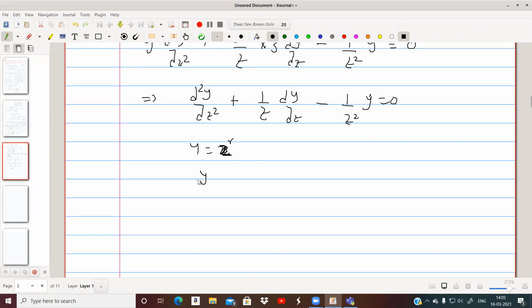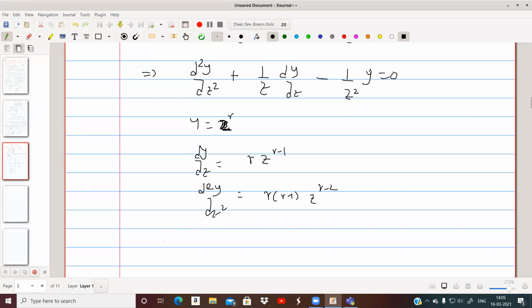So what is dy by dz? R z to the power r minus 1. And d2y by dz square, taking r into r minus 1, z to the power r minus 2. Just substitute that value here. So you get r, r minus 1, z to the power r minus 2 plus 1 upon z times r z to the power r minus 1 minus 1 by z square z to the power r.